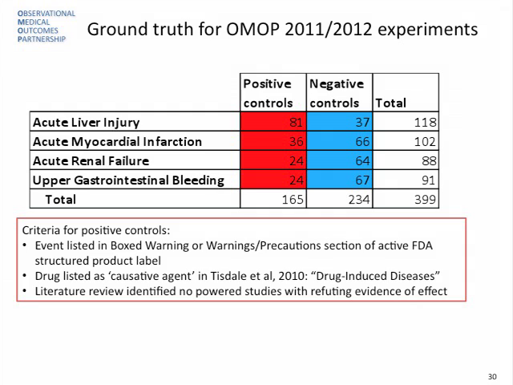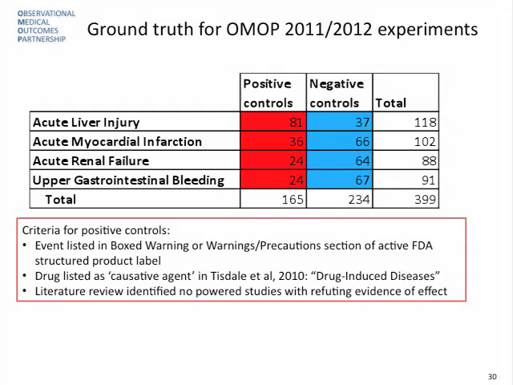First, that event, that outcome, had to be listed for that drug in a boxed warning or the warnings and precautions section of an active FDA structured product label. So a considered process happened, and it was added to the label. We understand completely that there's a whole variety of issues that go into that, class effects, a whole variety of things, but it's a starting point. It also had to be listed as a causative agent in Tisdale's text, drug-induced diseases. So those two sources had to be satisfied.